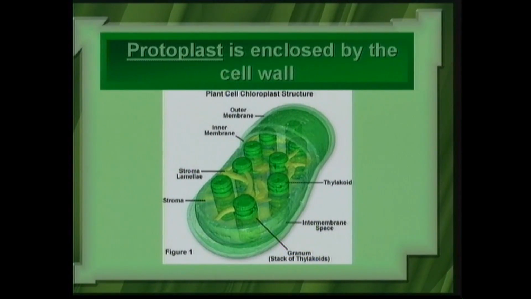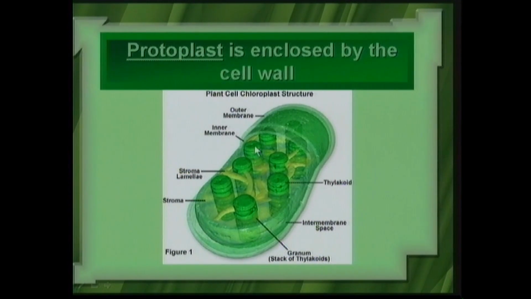So here we have a beautiful image of a chloroplast. Here you can see that the chloroplast has an outer membrane, right? You also have an inner membrane of the chloroplast. Outer membrane and inner membrane. So a chloroplast has a double membrane around it, okay?